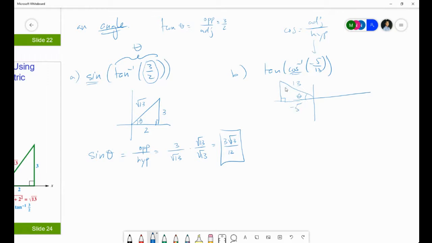So now I can use the Pythagorean theorem in order to find out what my y value is. And this is a special triangle, 5, 12, 13. But you could also take 13 squared minus 5 squared. All right, so now that we have that, we need to find out what tangent of theta is equal to. Tangent is opposite over adjacent. So opposite is 12, adjacent is -5. And so there are my values. And it looks like you guys got it.